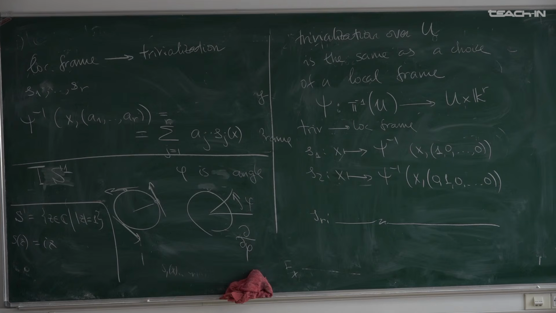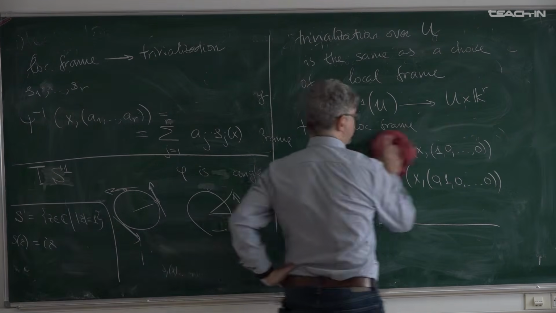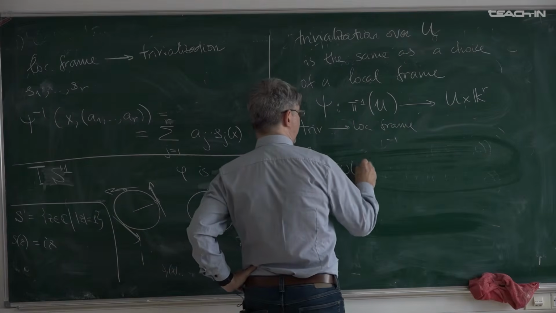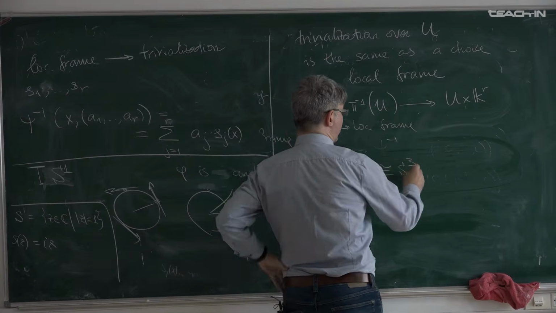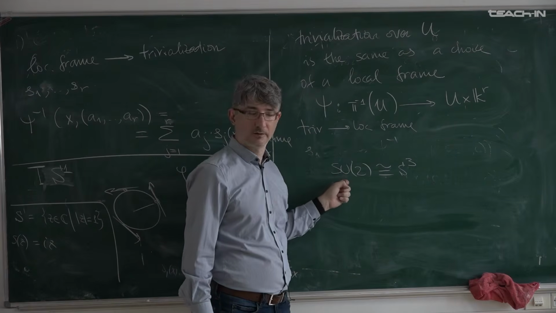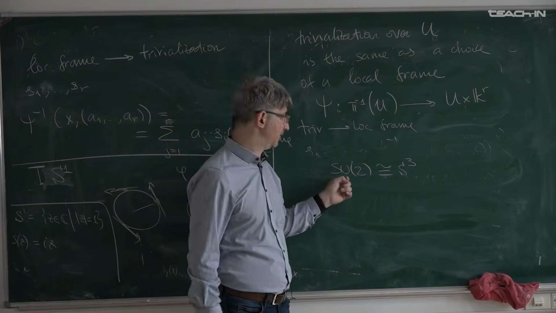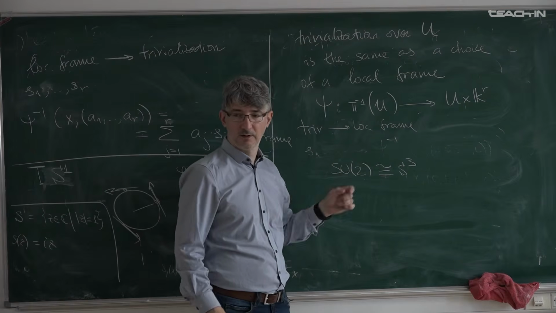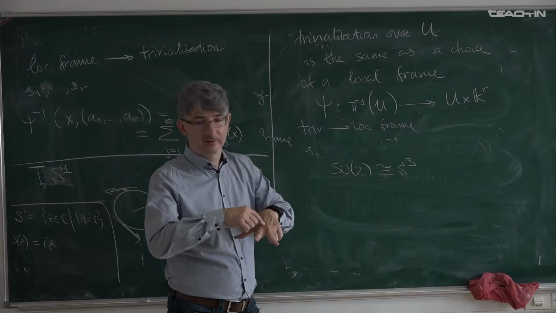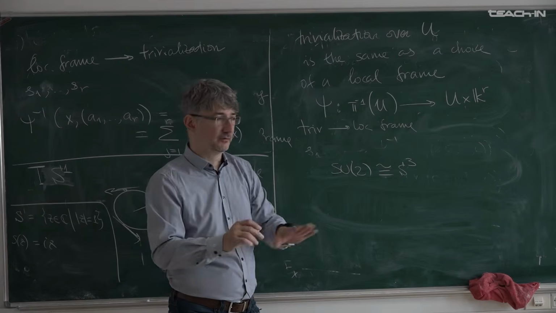Everybody knows that SU2 is the same as S3 as a differentiable manifold. Yes? That means that the three-dimensional sphere has trivial tangent bundle. We already said it. If it's a Lie group, then the tangent bundle is trivial. You take a local frame at the unit and then by left translations move it to any other point. So this is it. Okay.